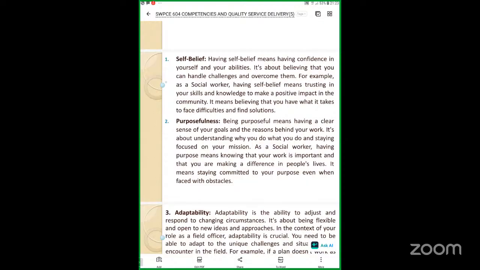So for you to know that this person has emotional resilience, such a person must be purposeful. He must have goals. He must set some goals for himself or herself. And such a person must also understand what to do at a particular time and stay focused on that mission.